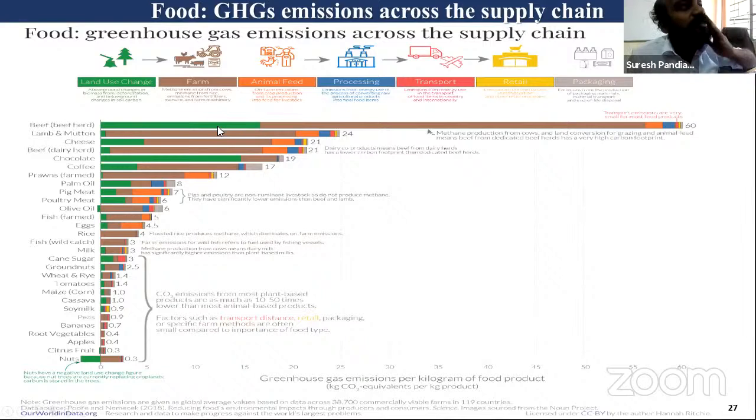So you can see, right, the green portion is due to land use change, the brown one due to the farm industries, then due to the feeding, then processing, then transport, then retail. Because in retail also, having a shop, the milk packet.